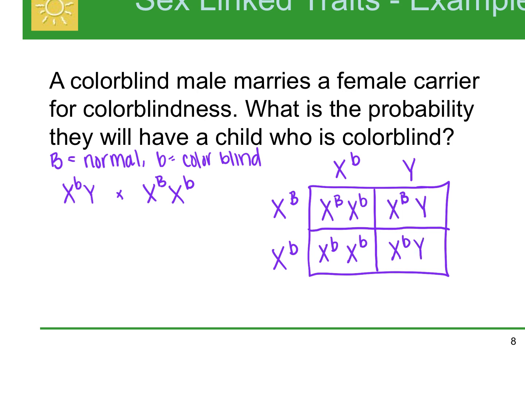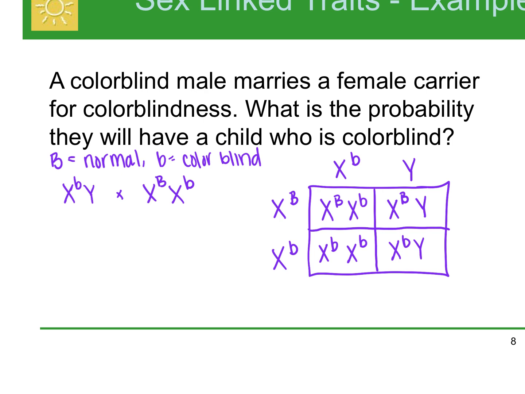So now we're going to look at what is the probability that they will have a child who's colorblind. So this offspring is a daughter, XX, and she has a capital B. So this is a daughter with normal vision. Down here is a daughter with two little b's, so she would be colorblind. Then we have XY, this would be a son, and a capital B is normal, and then XY is a son with a lowercase b, which is colorblind.